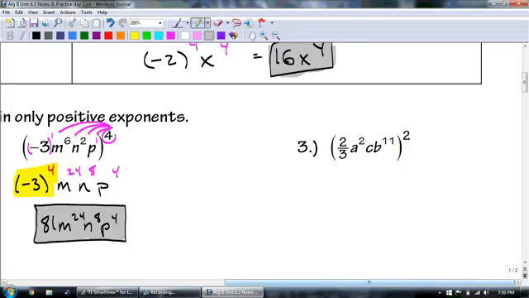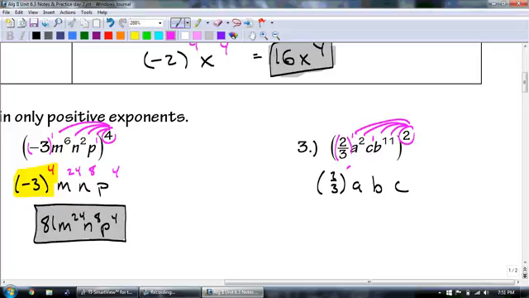Number 3. Taking a look, there's nothing inside that I can do. So I'm going to put everything in parentheses that needs it. Give everything an exponent if it doesn't have one. So this is going to be 2/3 a. I'm going to put it in alphabetical order, a, b, c, and then distribute.